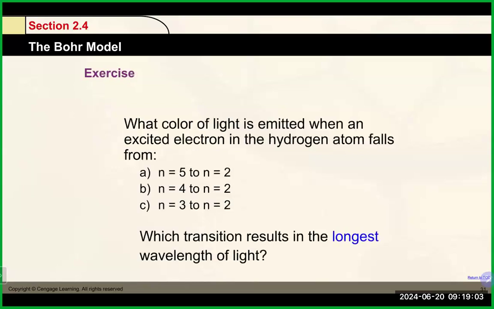All right, so let's do some calculations here. Let's calculate the energy. Let's also calculate the wavelength and the frequency for each of these transitions. So let's take some time and start calculating.